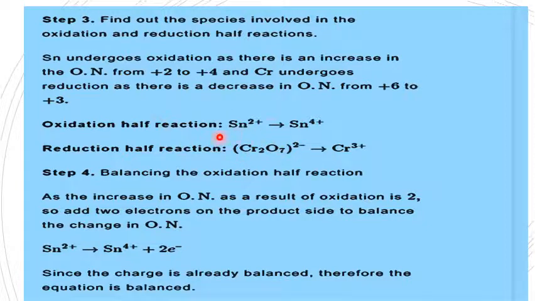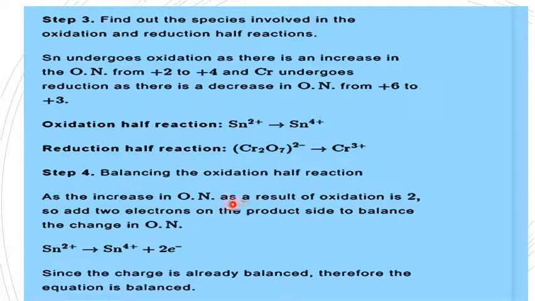See, oxidation: Sn2+. Now write on the right hand side the change of the same species with the change in the oxidation state: Sn2+ gives Sn4+. In the reduction half reaction, Cr2O7 2-gives 2 Cr, Cr means chromium. Here there are 2 atoms of chromium, so plus 6 to plus 3. Now what will you do?